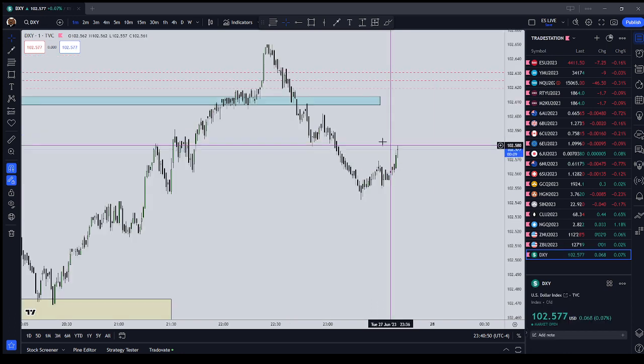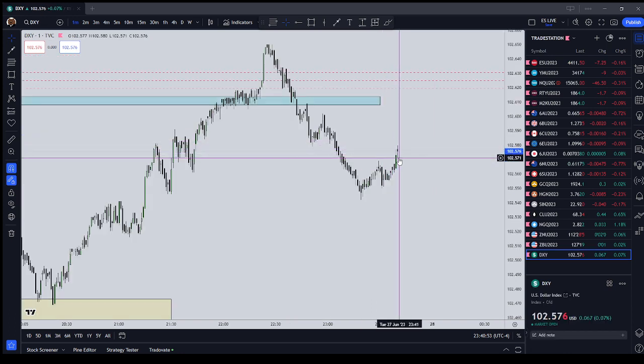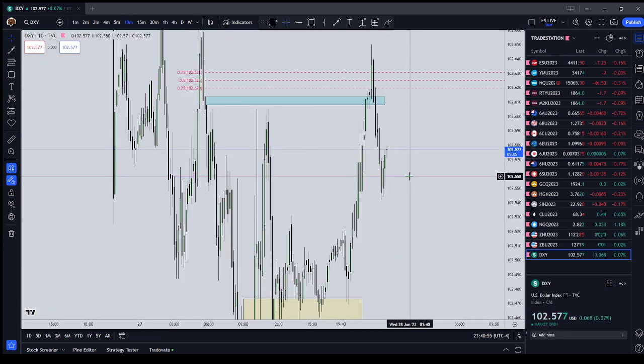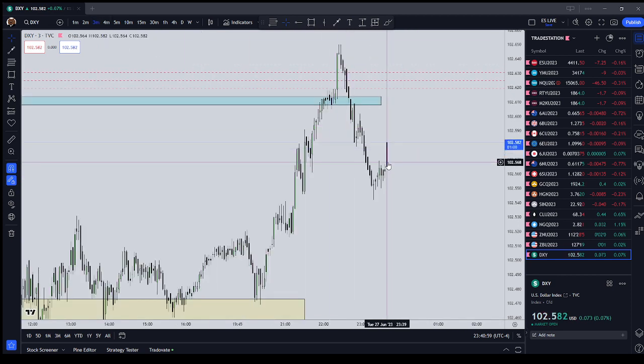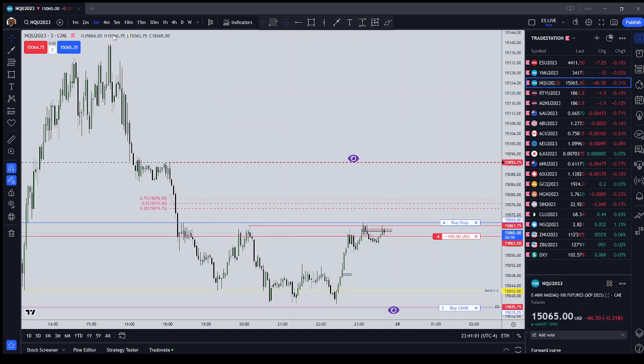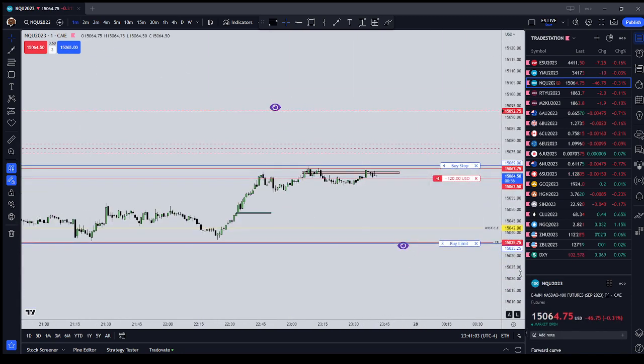Really want to watch the dollar index here. That's what I want to see on the dollar index. I'm going to be honest with you, that's what I want to see. This is the kind of action that I do want to see on the dollar index. That's positive. That's very positive.